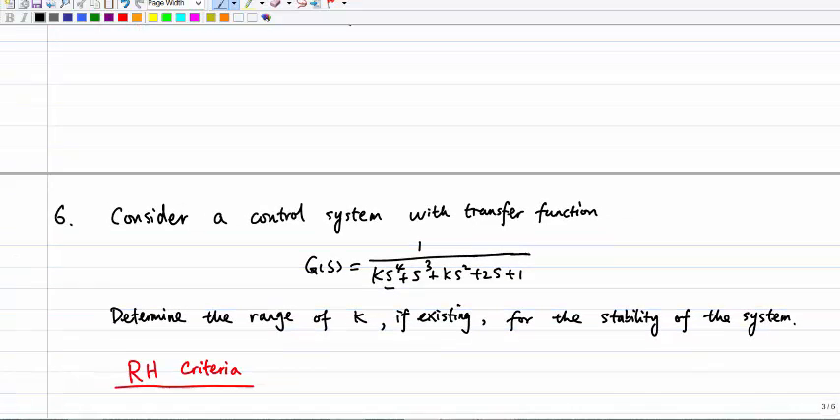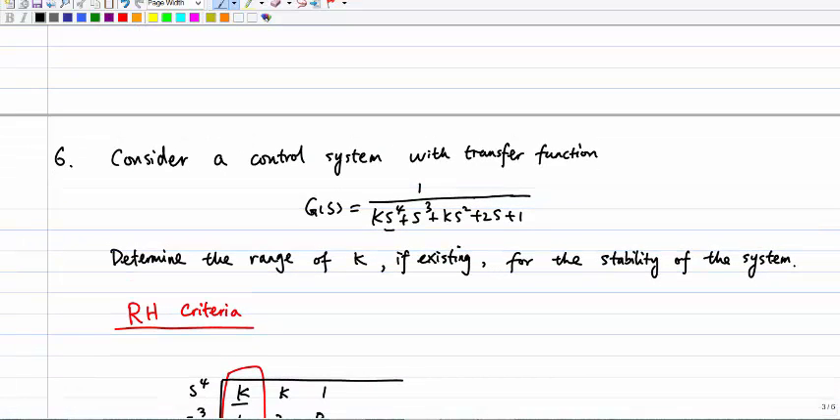Okay, so now let's take a look at number 6. One of the important applications of the Routh criterion is that we can also use it to check if the system is stable and also evaluate the range of unknown parameters such that the system is stable. So here we consider a control system with transfer function G(s) = 1 over k s to the 4th plus s to the 3 plus k s squared plus 2s plus 1. So our question is to determine the range of k, if existing, for the stability of the system.